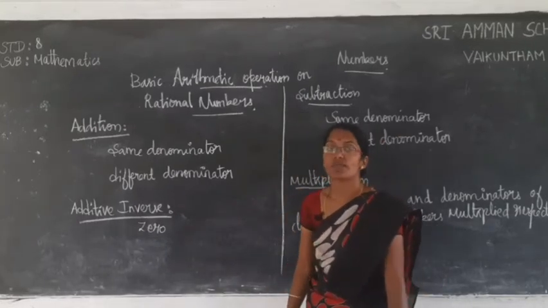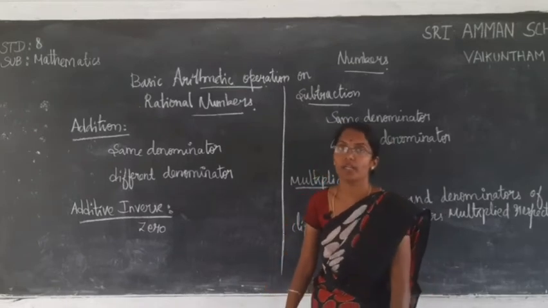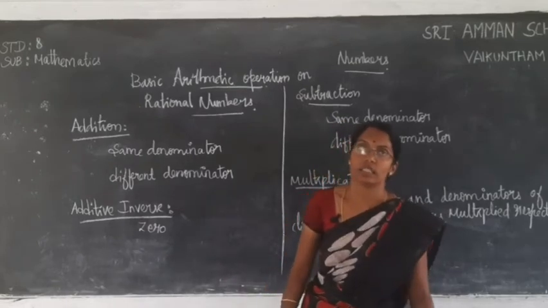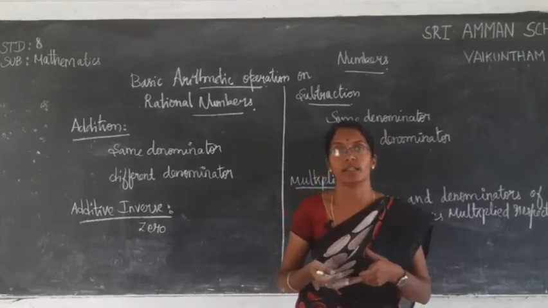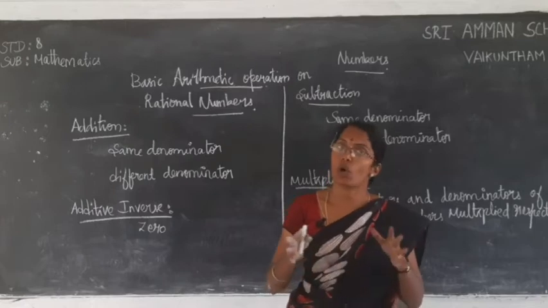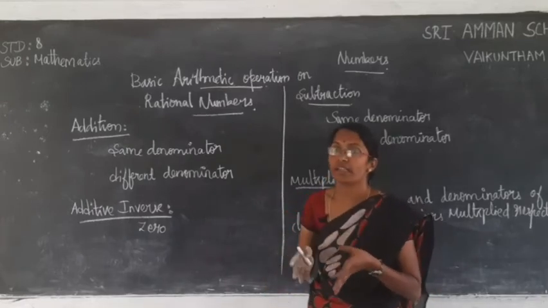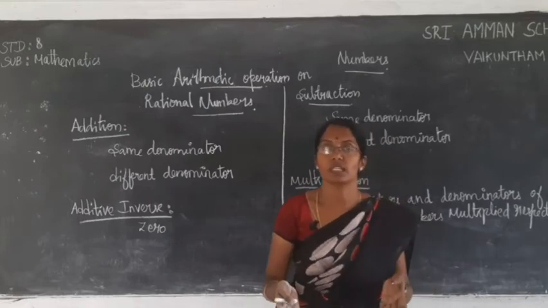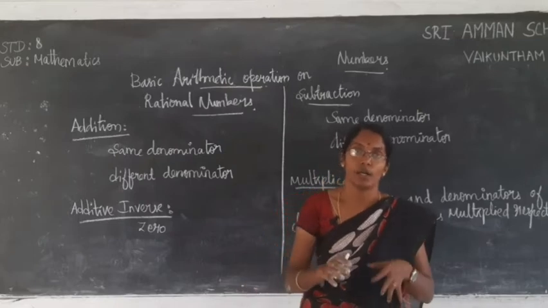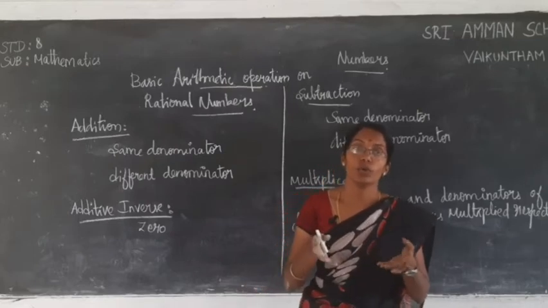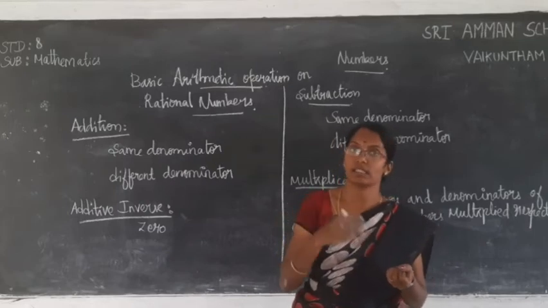In the last session we had seen about rational numbers. What is a rational number? Any number, for example natural numbers, decimal numbers, fractional parts and also whole numbers, it includes all other numbers. In the last session we saw how to find a rational number between any two numbers, and also how to represent rational numbers on the number line. These are all the items we have seen in the last session.